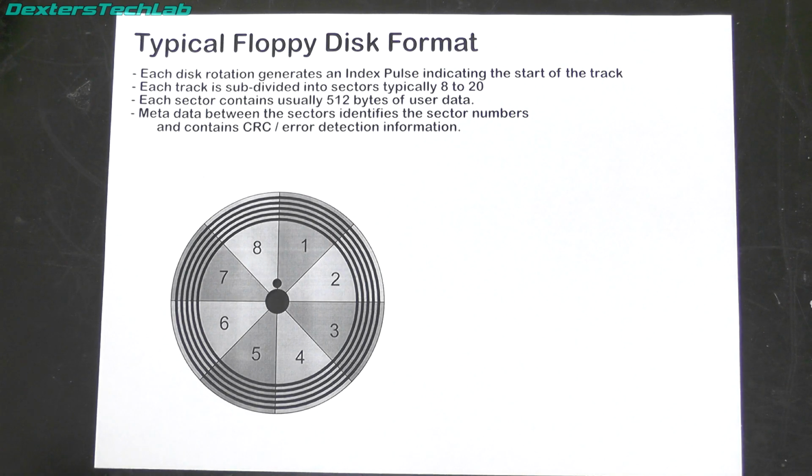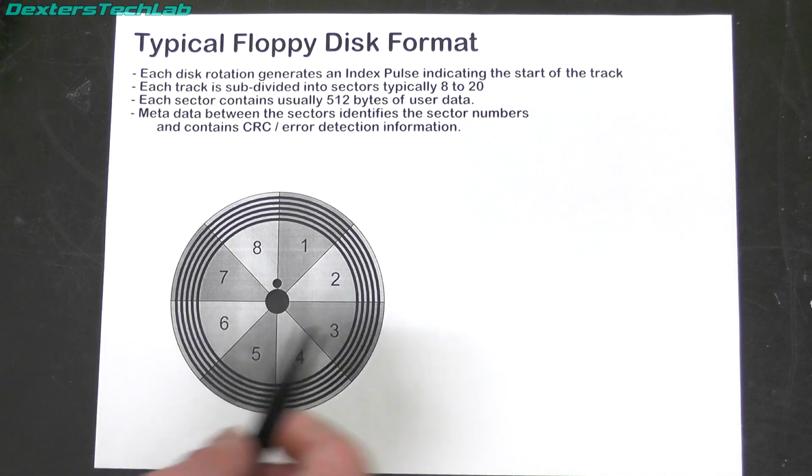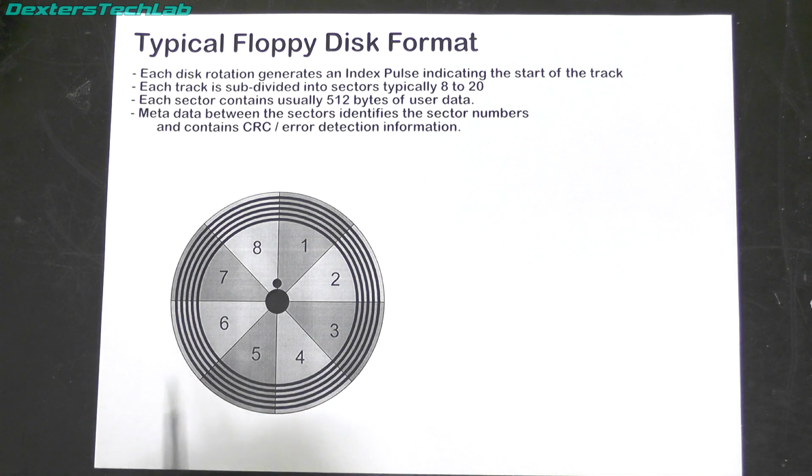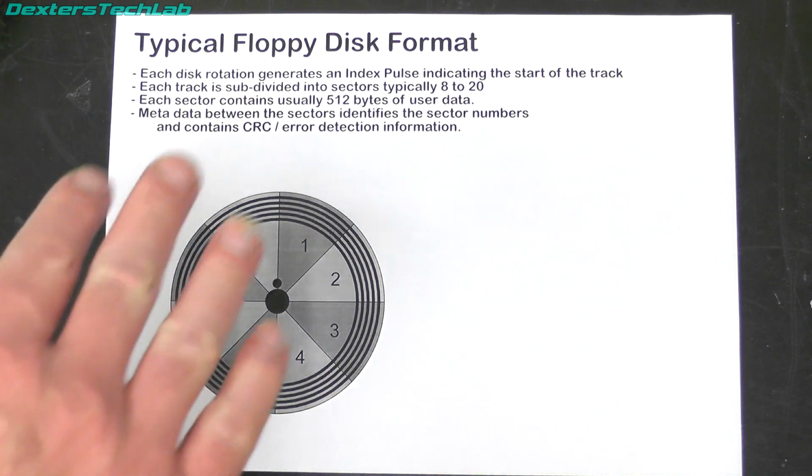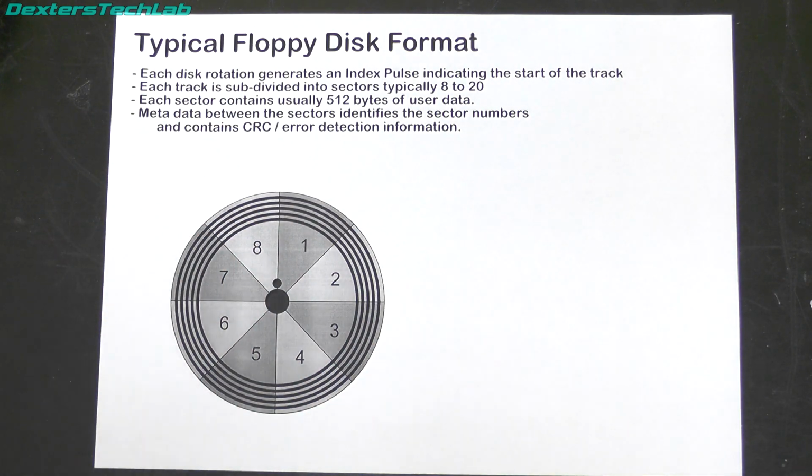In each sector on each track there's typically 512 bytes of user data. Now there is other data between the sectors, called metadata, and this identifies the actual sector number. It has some synchronization words in it as well, and it does have CRC and error detection information in there too. So this provides for a reliable reading and writing experience. The computer can easily find tracks and sectors and just hunt out those bits of information. So that is what you'd normally find on a floppy disk.